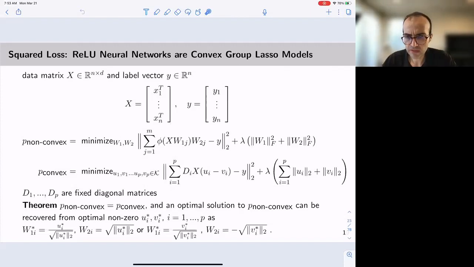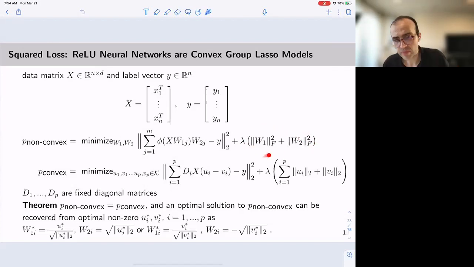The convex optimization problem here is the following. The loss is the same, we have the squared loss. The variables are U_i and V_i, okay? There are these matrices D_i. I will tell you in a later slide what these are, but these are fixed matrices. We can compute these matrices from data, and they are diagonal. And the regularization is, interestingly, a sum of L2 norms. This is the group L1 norm. What this does to the solution is it actually sparsifies it, and that is controlled by lambda. This lambda is exactly the same lambda here. It is the coefficient of this regularization.